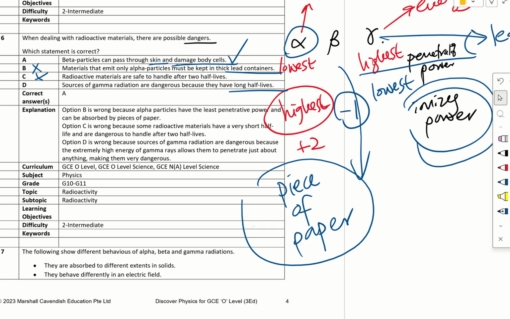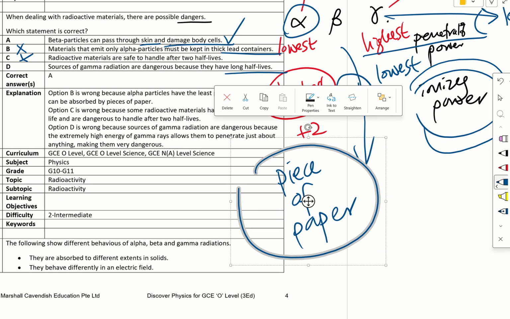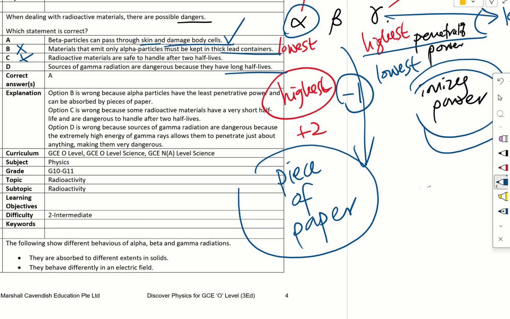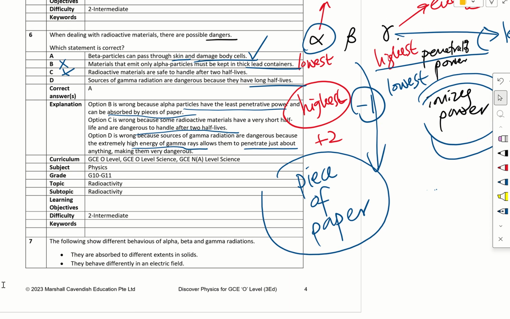So you can read the answers here. D is wrong because sources of gamma radiations are dangerous because the extremely high energy of gamma rays allows them to penetrate just about anything. Option C is wrong because some radioactive materials have a very short half-life and are dangerous to handle even after 2 half-lives. Option B is wrong because alpha particles have the least penetrating power and can be absorbed by a few pieces of paper, so we do not need to keep them in thick lead containers.